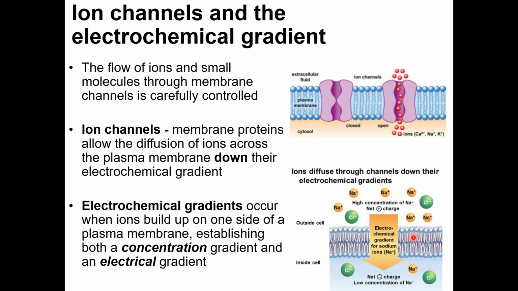we have certain ion channels and an electrochemical gradient. This basically allows the flow of ions and small molecules through the membranes. And this is very controlled, so that it doesn't send in a reflux of ions that may be toxic if there's an increase in any of the ions. So ion channels specifically allow the diffusion of ions down the gradient.